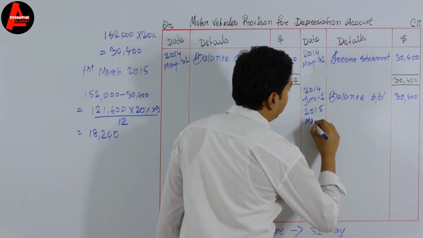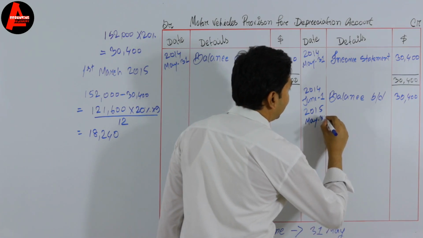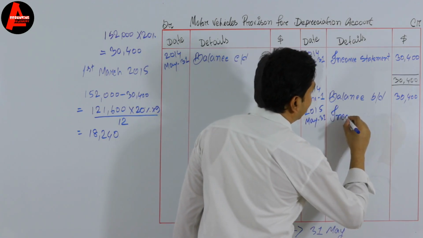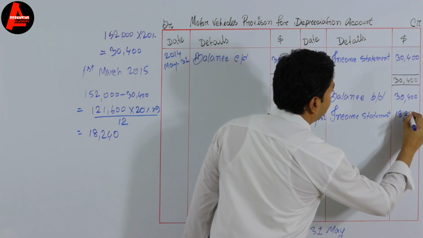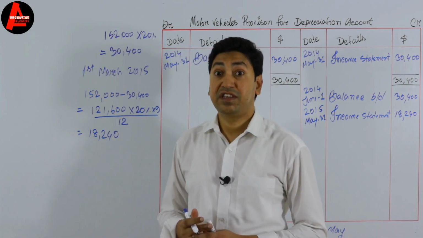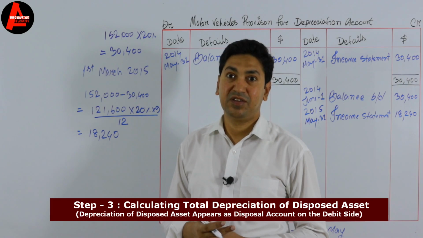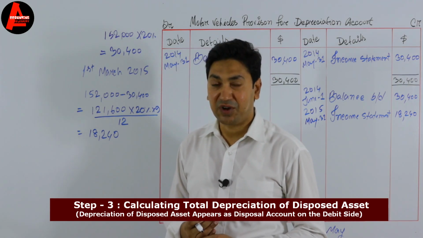So it is 2015 May 31st, okay? So again we will write here income statement. So here we calculated 80,214, okay? Very good. So now step 3, here we will calculate depreciation for the asset which is disposed, okay?